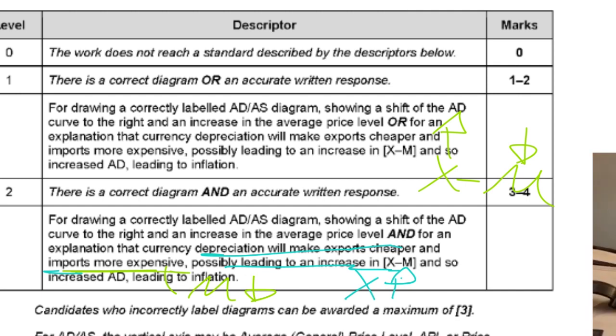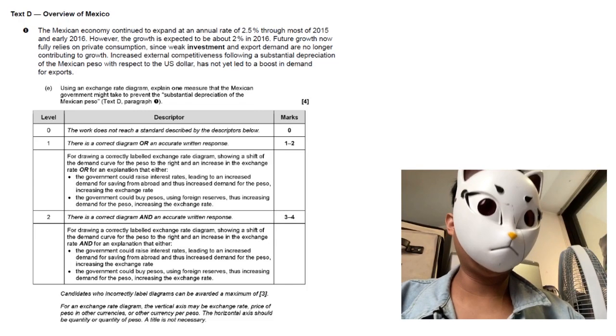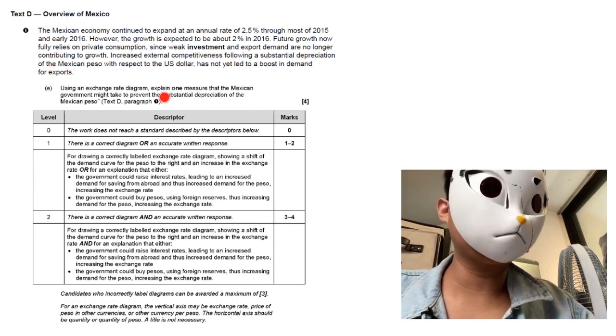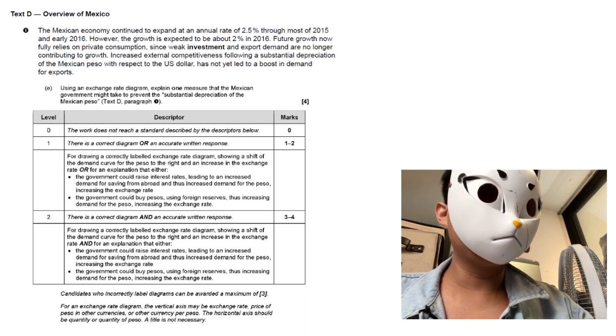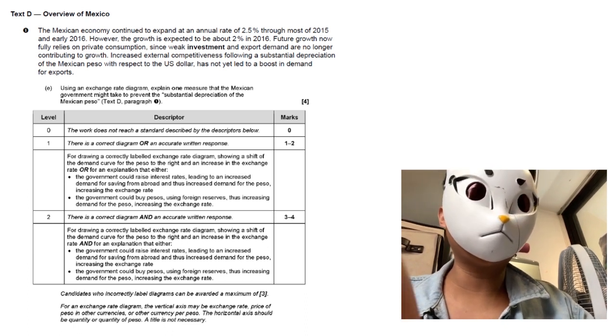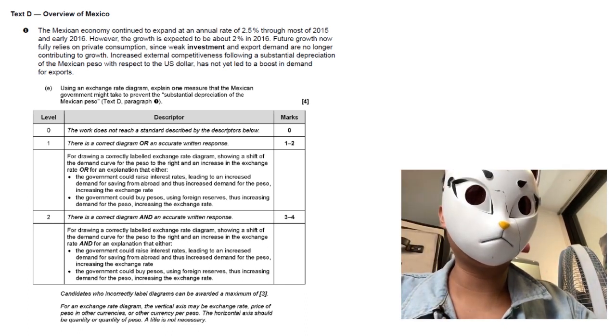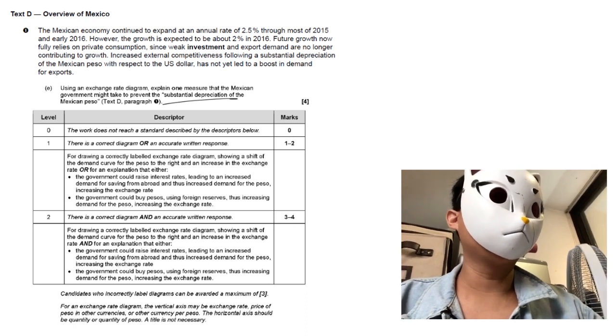So let's take a look at the diagram. Here, you can see that once the AD curve shifts to the right, the price level would increase, as indicated here. So it would cause inflation. We will move on to the next part. It talks about what the methods are to make the value of the currency not keep dropping.